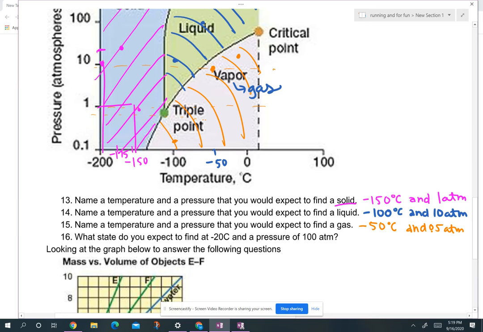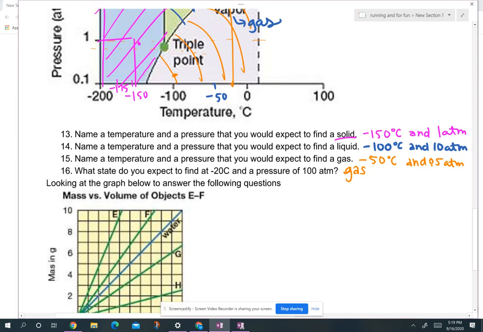Okay, and then the next question is, what state do you expect to find at negative 20 Celsius and 100 atm? So if I had negative 20 Celsius, which will be somewhere close in here, and 10 atm, I would bring this across, and negative 20 is going to be somewhere in there. And so that one is definitely going to be a gas.